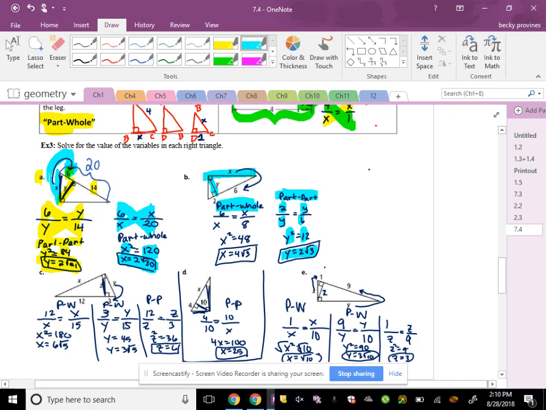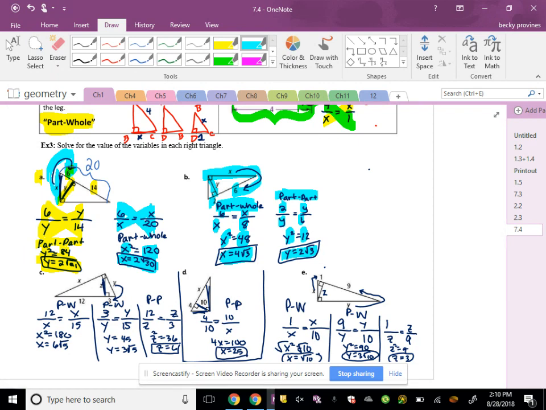So you're going to say, okay, I'm finding x. I'm going to find the part directly next to it, which is 6, and the whole length, 6 plus 2 is 8. Now I'm finding x, so x is going opposite corners. So x times x is x squared, 6 times 8 is 48. Now take the square root of 48, and that's 4 square root of 3.